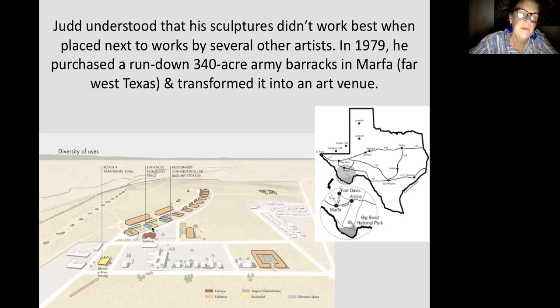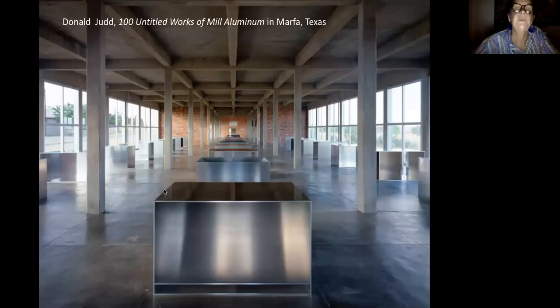Here is a diagram of the military base. And these are all big spaces that housed people. And these back here, these two things, are like hangars. Airplanes could go into them, tanks go into them, and so forth. So Judd took over those two hangars, and installed what is considered the Sistine Chapel of Minimalism. He called it, romantically, 100 Untitled Works in Mill Aluminum.